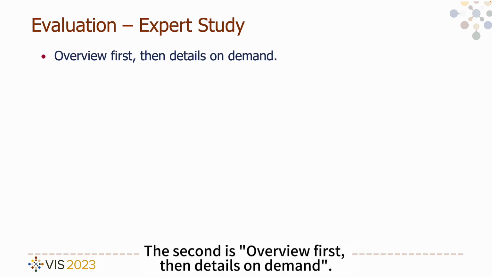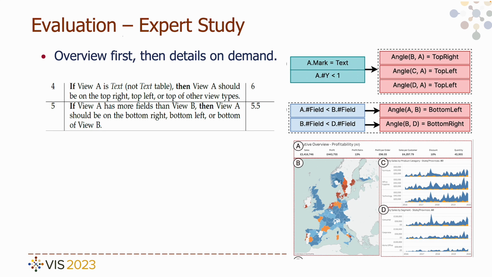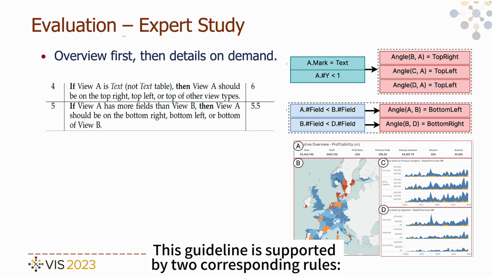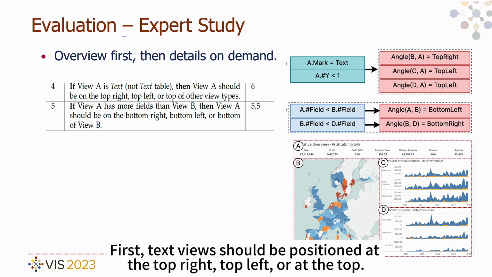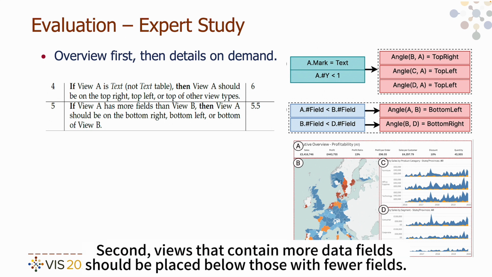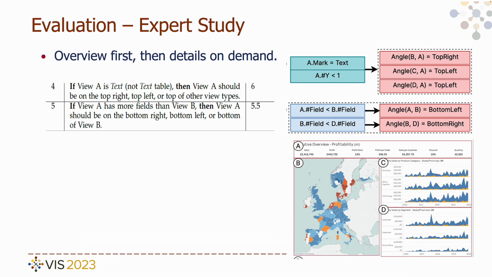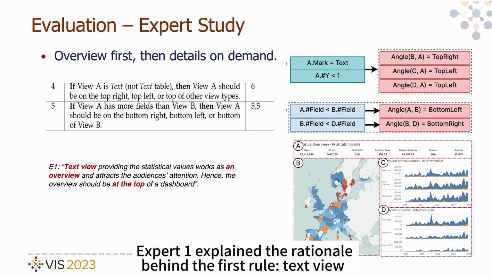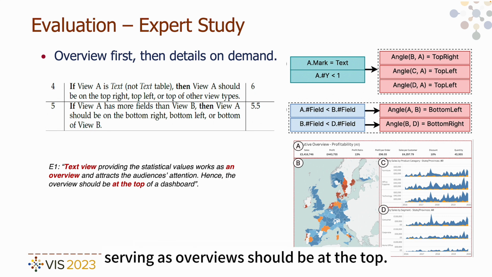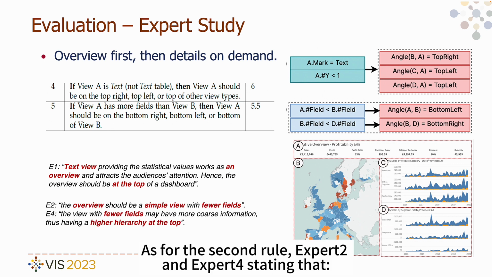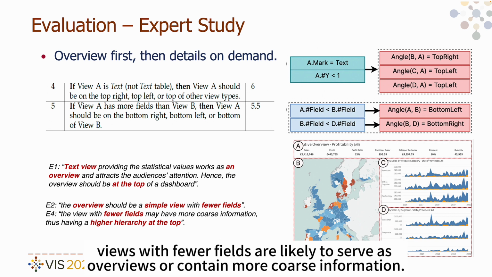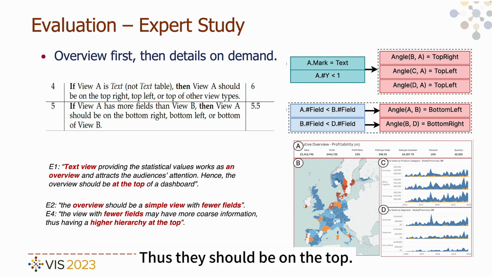Expert 1 stated that size of the view should be related to the importance of the view. The second is overview first, then details on demand. This guideline is supported by two corresponding rules. First, text views should be positioned at the top right, top left, or at the top. Second, views that contain more data fields should be placed below those with fewer fields. Expert 1 explained the rationale behind the first rule, text view serving as overviews should be at the top. As for the second rule, Expert 2 and Expert 4 stated that views with fewer fields are likely to serve as overviews or contain more coarse information. Thus they should be on the top.